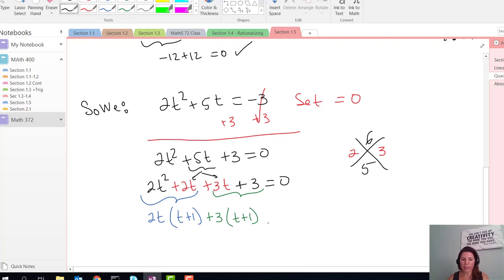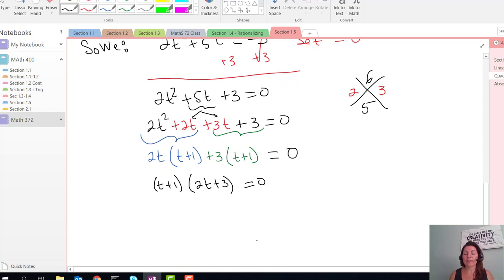And if things factor, this is going to happen. You're going to have a GCF of t plus 1, or of the same thing. So I'm going to take out the GCF and I'm left with 2t plus 3. You can also do it by trial and error. You can use any factoring techniques that you learned in your prerequisite class of intermediate algebra.